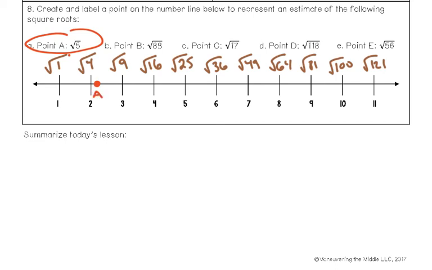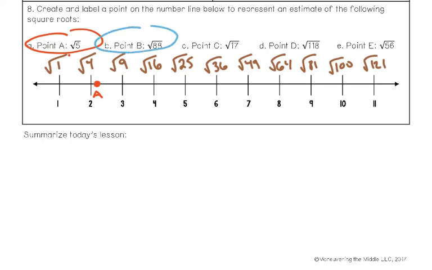So the actual number is close to 2. But remember, we don't have an exact whole number, rational number answer because we know that there's nothing times itself that gives you 5. So go ahead and pause and try it yourself, and then you want to press play whenever you're ready to check them.